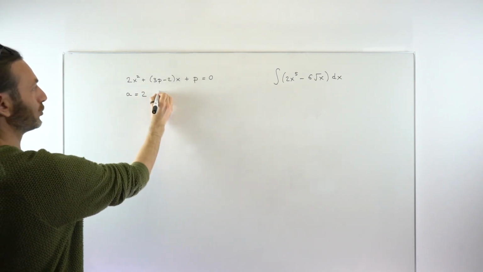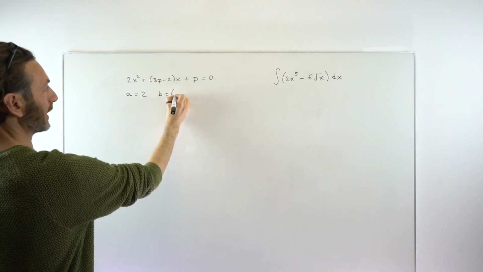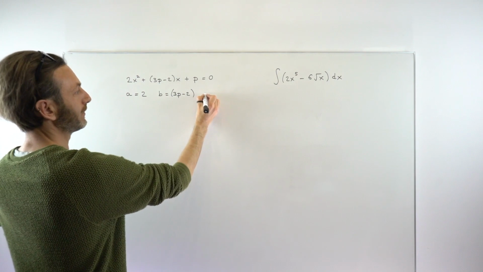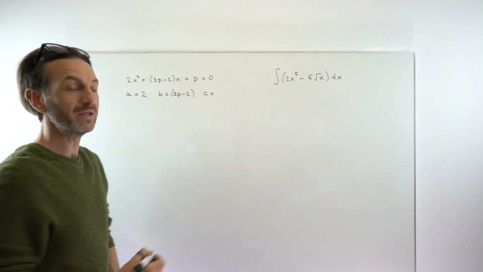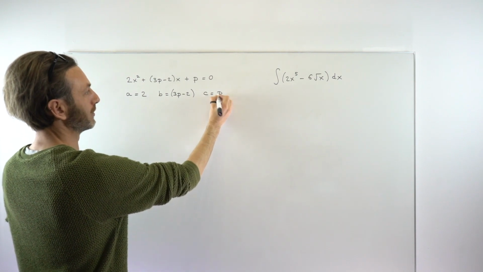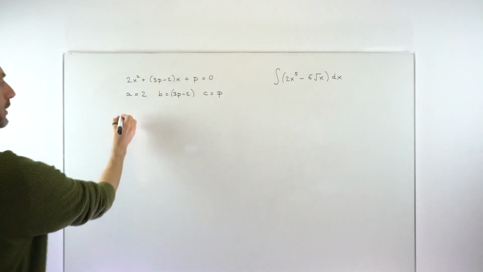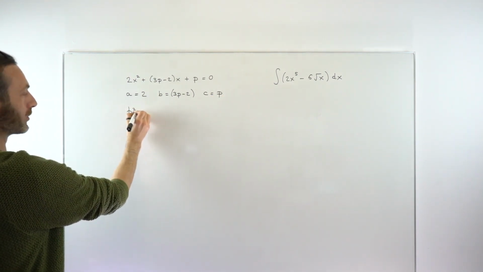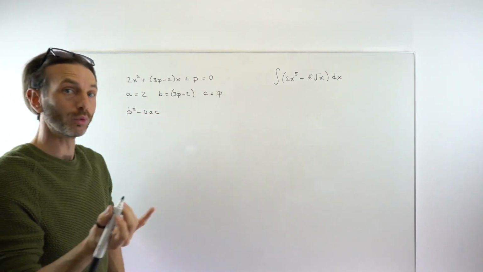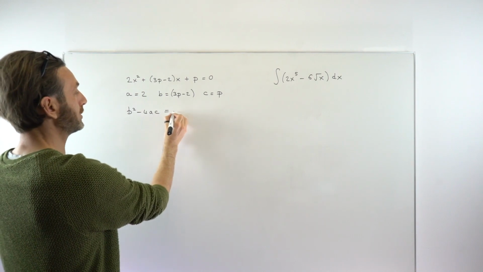So the a value is 2. The b value is 3p minus 2. You can either use the bracket there or not. The c value is everything that's not the a and the b value, so it's the number or the term on the end, so that's going to be just a p. So we want to start building up our b squared minus 4ac, and because we're dealing with equal roots, one root, we're setting that equal to 0.